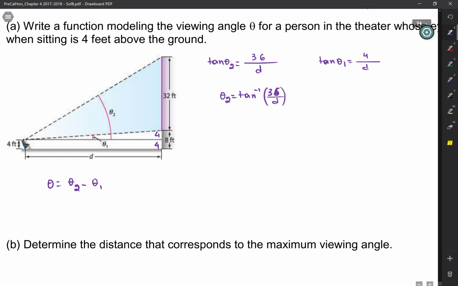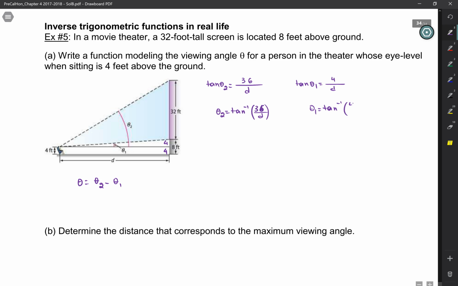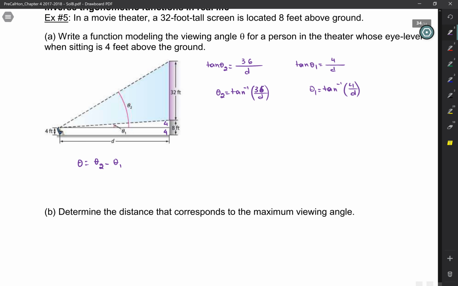If tangent of theta is 36 over d, then theta is inverse tangent of 36 over d. Theta 1 is inverse tangent of 4 over d. Okay? So theta is equal to inverse tangent of 36 over d minus inverse tangent of 4 over d.